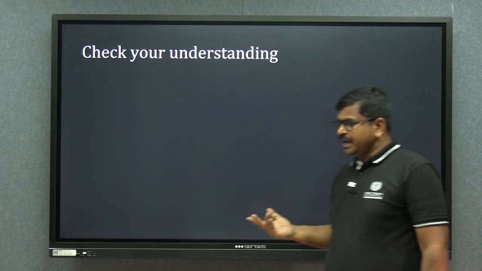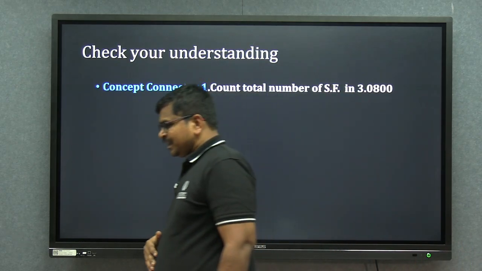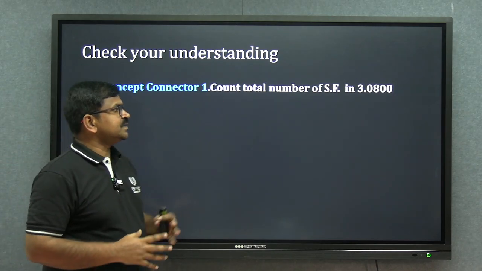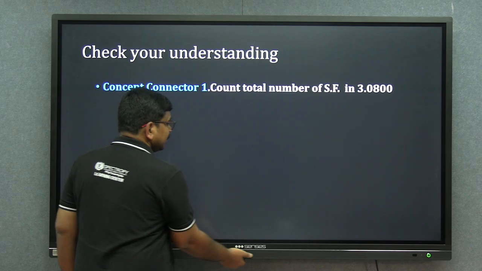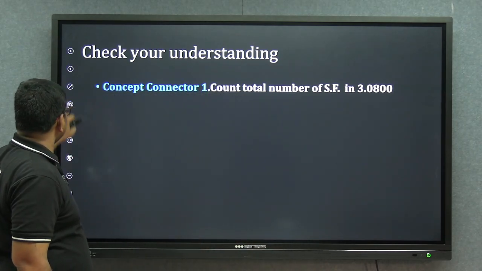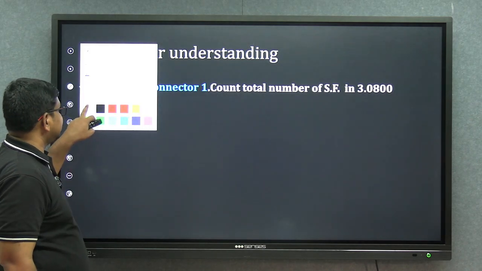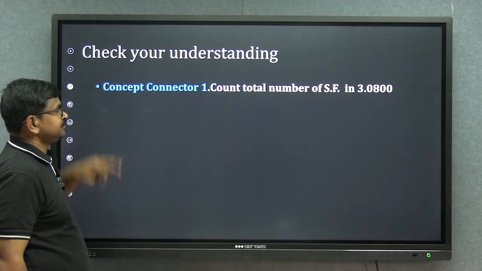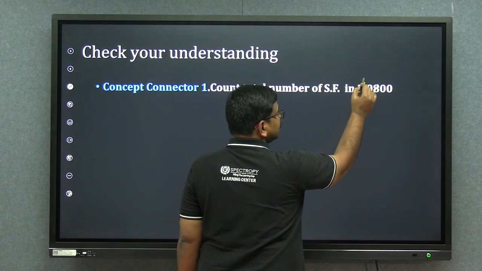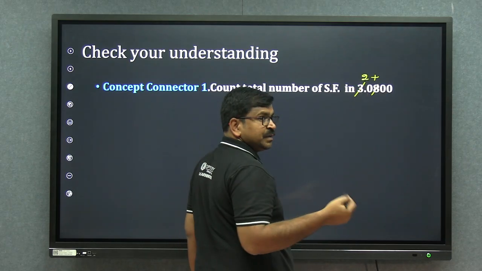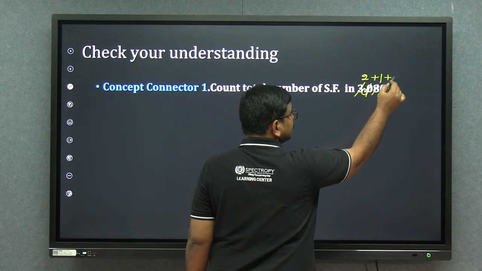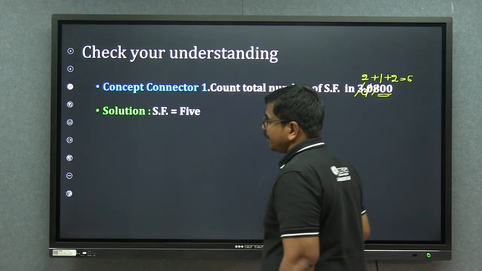Suppose you get a question like this, let us say Concept Connector 1 in your competitive exam: count the number of significant figures in 3.0800. For such questions, as I always told you, you should focus on whether it is a decimal number or not. Just check that. It is a decimal number, so there will be A. How many non-zero digits? A equal to 2, plus how many zeros between non-zeros? Only 1. How many trailing zeros? Because it is a decimal, how many trailing zeros? 2. So total 5, and 5 will be your answer.